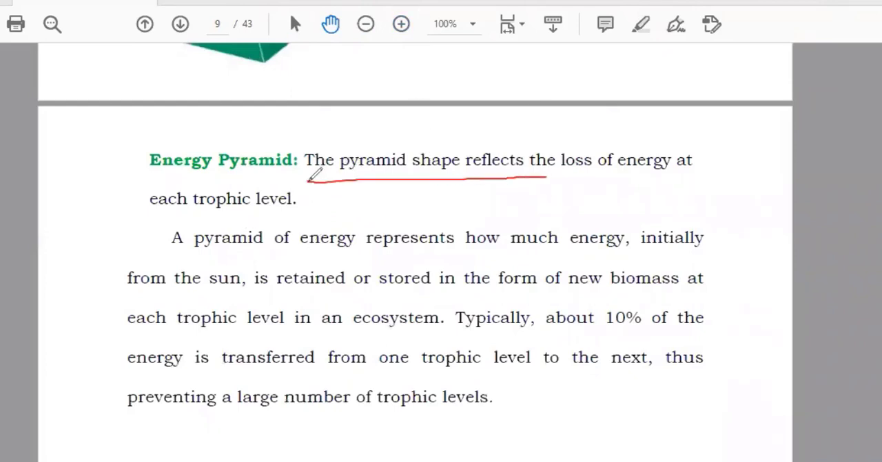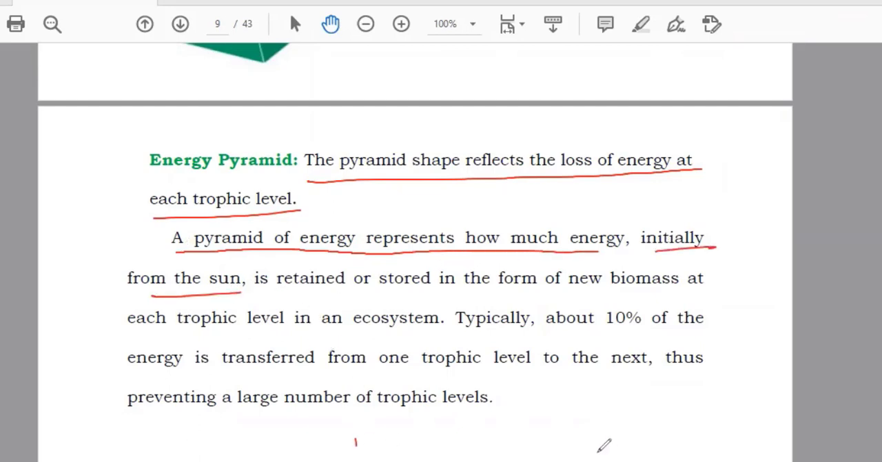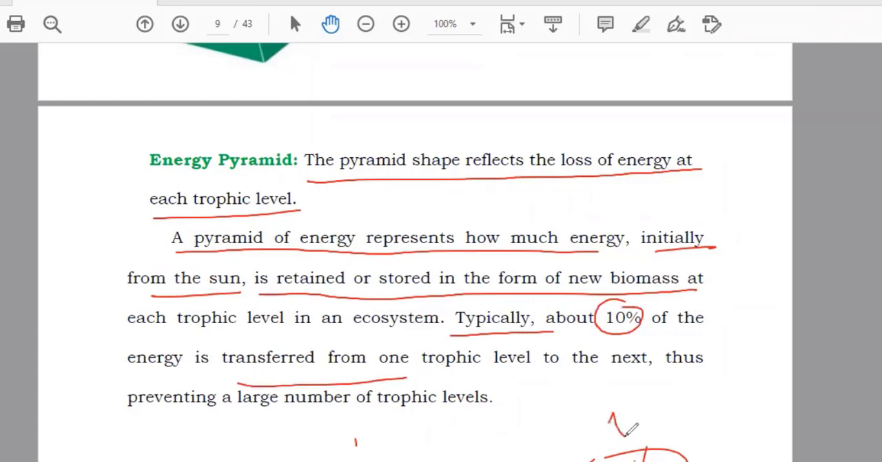The pyramid shape reflects the loss of energy at each trophic level. A pyramid of energy represents how much energy initially from the sun, as we saw here it was 100%, is retained or stored in the form of new biomass. It can be food or fruit or chemical, whatever energy. After that, typically about 10% of the energy is transferred to the next level, as we discussed. Here only 10%. The other is lost in the form of heat.